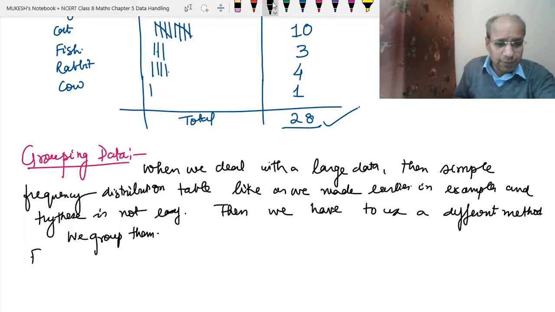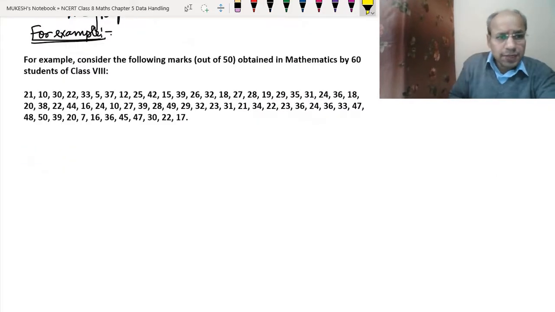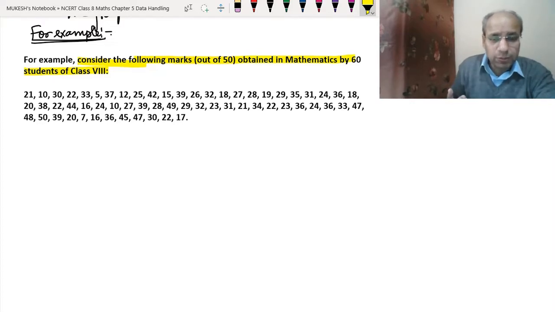Now let's take an example. We will understand this by an example. This is the example given. Consider the following marks out of 50 obtained in mathematics by the 60 students of class 6. There are so many marks given. It will not be very easy because there will sometimes be continuous marks also. So it will become a very long table. So what will we do? We will just group the table.